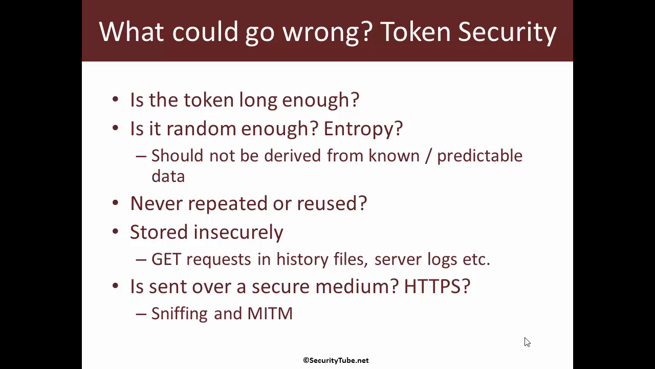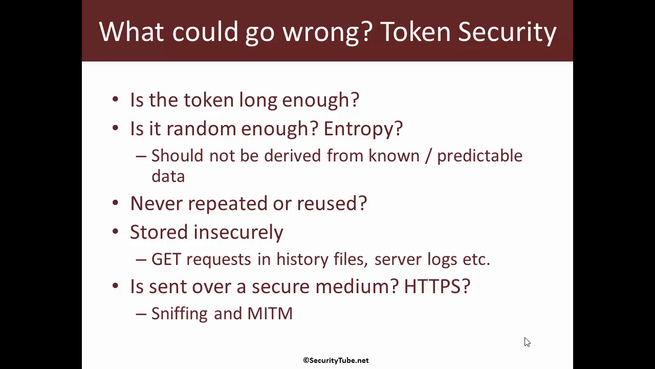Now, of course, this isn't a foolproof mechanism, right? What could possibly go wrong? As I mentioned earlier, the most important thing is that the token value should at no cost and no time be predictable, right? So is the token long enough? Because if it isn't, someone could brute force it. Is it random enough? Because if it isn't, someone could predict the algorithm for how the token was derived. And really bad development practices include deriving the token from known predictable data, right?